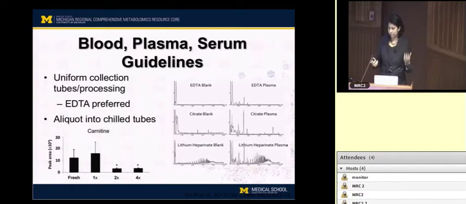Also, aliquot preferably in chilled tubes. You can see here the effect of freeze-thawing, specifically carnitine measured. This is a fresh sample that has this much carnitine, then 1 freeze-thaw cycle, 2 freeze-thaw cycles, 4 freeze-thaw cycles. You can see how the level of carnitine keeps going down. So these are things you need to think about, and a little bit of OCD in this will actually pay you in the long run. Consistency is the key, and it's probably quite related to success in metabolomics experiments.